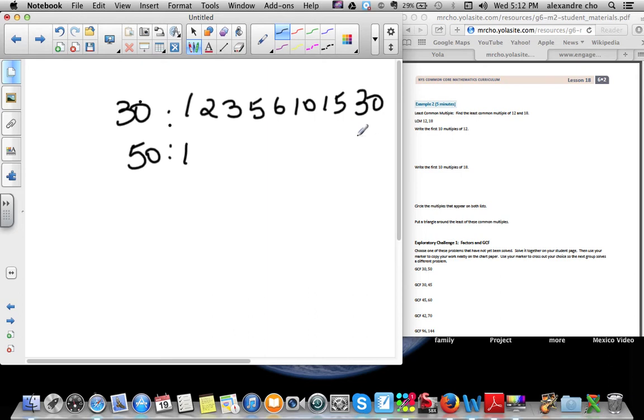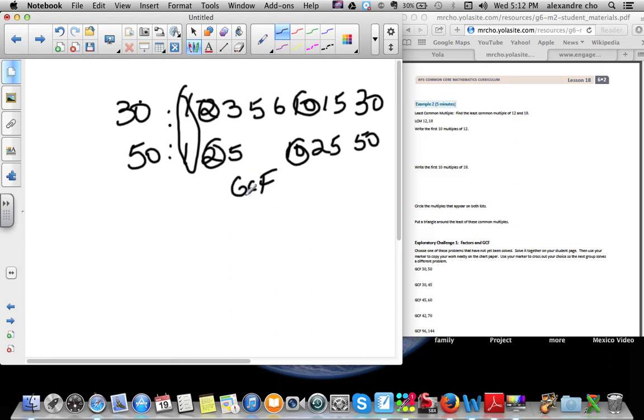For 50, 1 and 50, 2 and 25, 3 no, 4 no, 5 yes, 5 and 10, 6, 7, 8 no. So greatest common factor, what do they share here? They share a 10, they share 2, and they share 1. Out of all the things that they share, the greatest one is 10. So the GCF is 10.